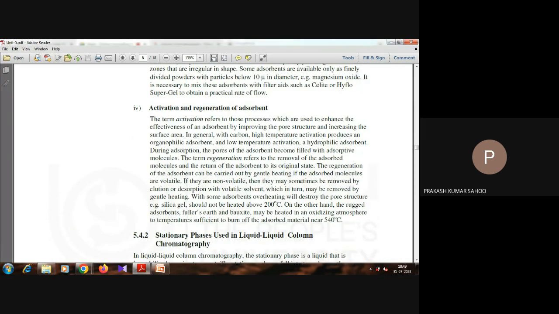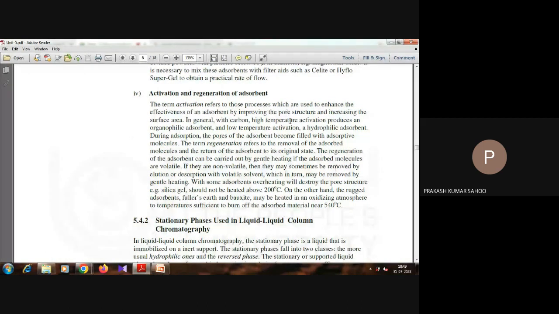Then we have activation and regeneration of adsorbent. The term activation means those processes which are used to enhance the effectiveness of an adsorbent by improving the pore structure and increasing the surface area. This is known as activation.